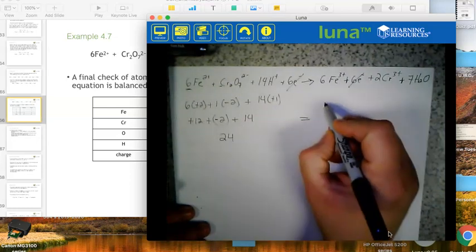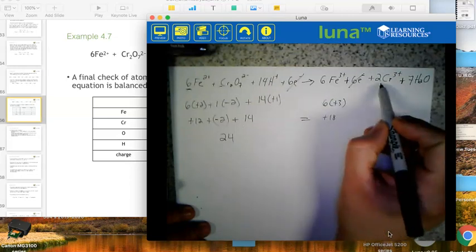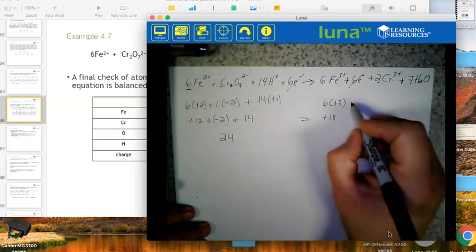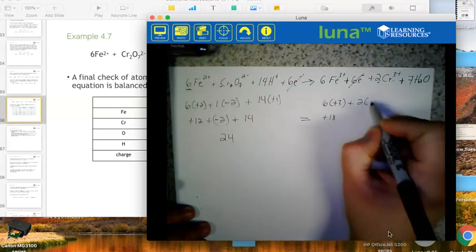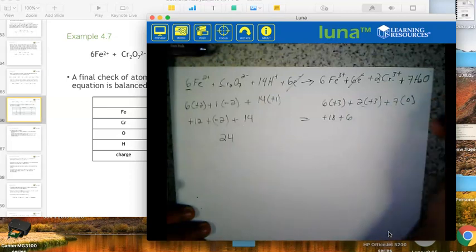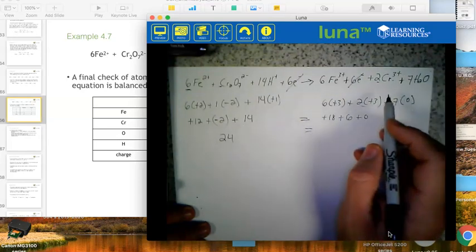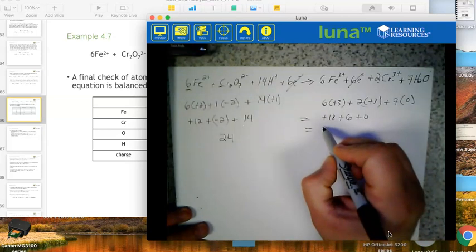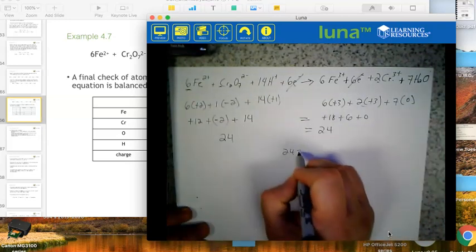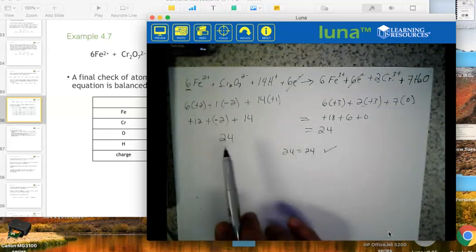So 6 times positive 3, so that's a positive 18. 2 times positive 3, so plus 2 times positive 3, that's positive 6. Plus 7 times, this is a neutral atom, or compound, so that's 0, right? This is all completely neutral. So 7 times 0 is 0, all right, so plus 0. So 18 and 6 is also 24, all right? So 24 is equal to 24, and so now we have a balanced redox reaction where the actual charges are also balanced.